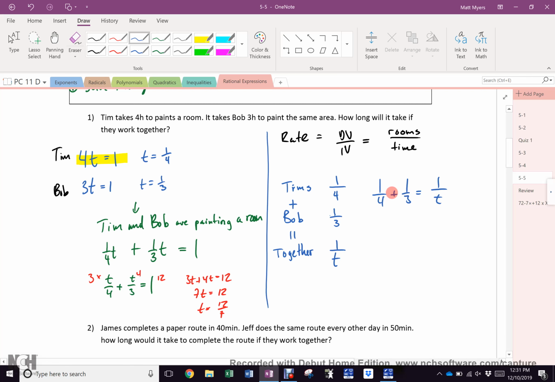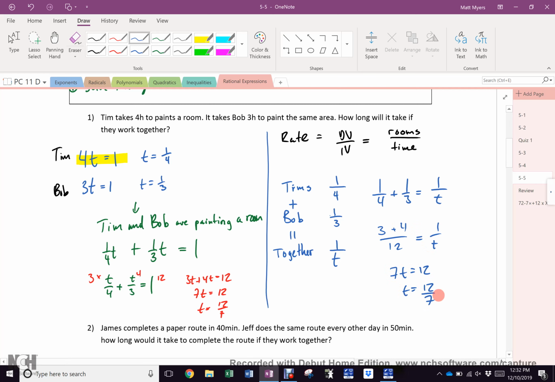What's our common denominator? 12. So this would be what? 3 plus 4 over 12 equals 1 over t, yes? Is that fraction equals fraction? So what do we do? Cross multiply. 7t equals 12. What does t equal? 12 sevenths. Is everybody cool?